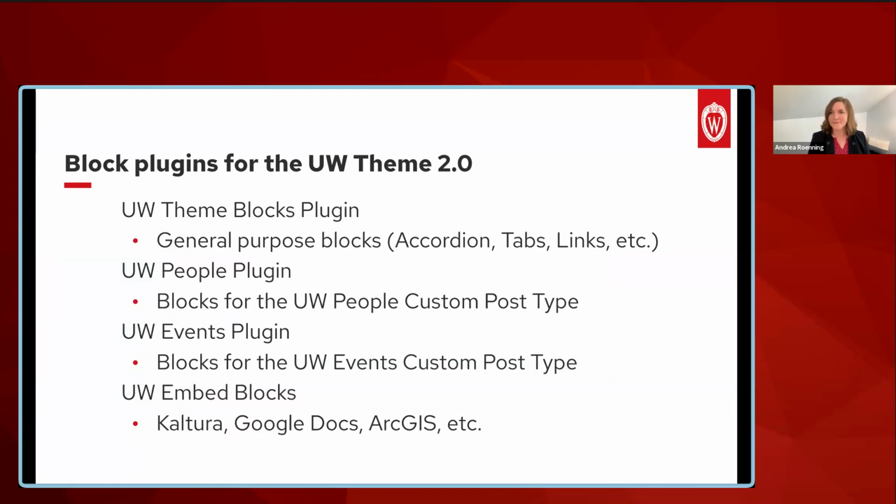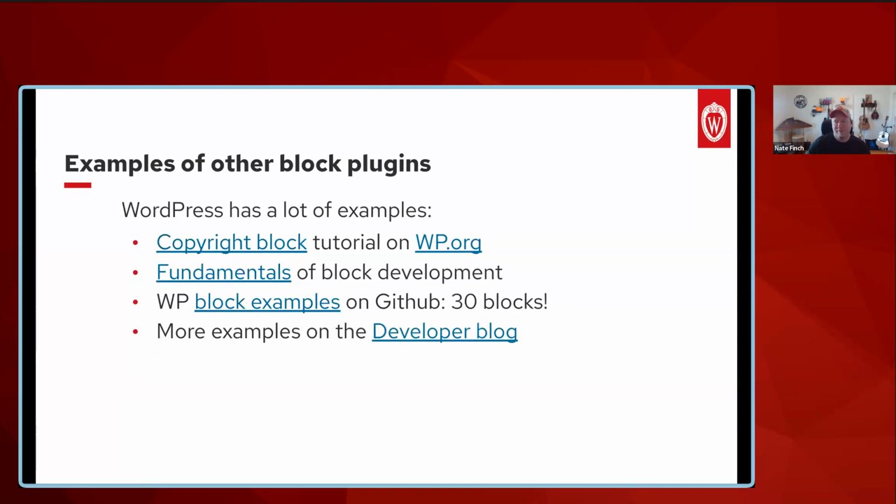The heading of the new slide says Block Plugins for the UW Theme 2.0. Nate reappears. So these are the block plugins that are available for the UW Theme 2.0. We currently have the theme blocks plugin, the people plugin, events, and embed blocks. And these have all of these features that go along with it. Some of these are related to custom post types, but these are all going to be available for you to use. Example links.